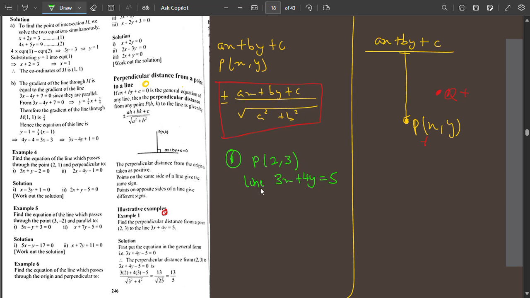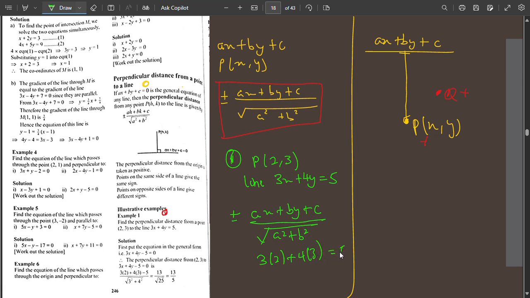So we'll use our formula, plus or minus ax plus by plus c over square root of a squared plus b squared. What's a? From this equation, a is 3. So we have 3. What's x? X is this 2. Plus b. What's b? 4. What's y? 3.